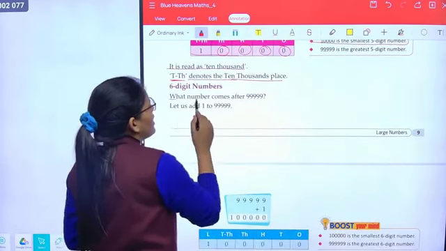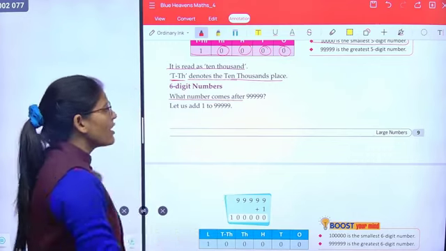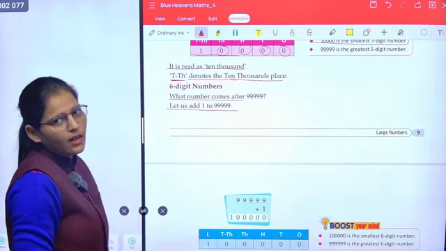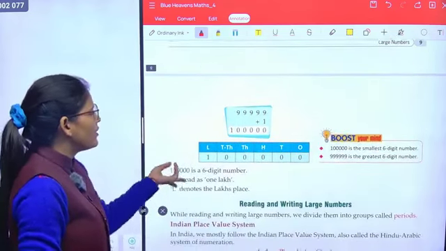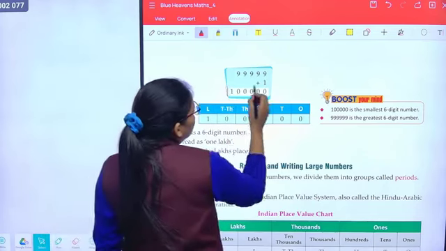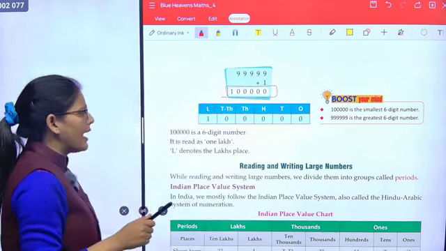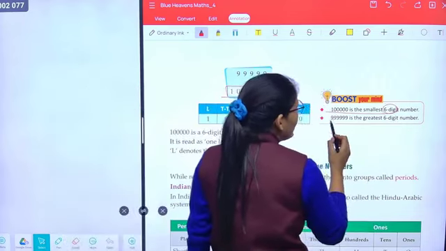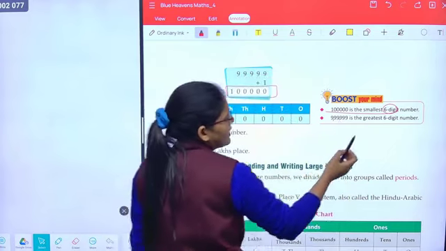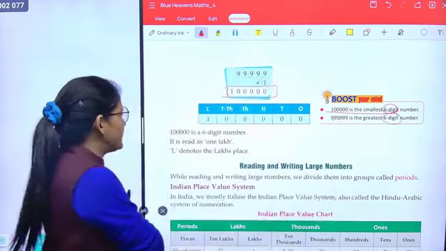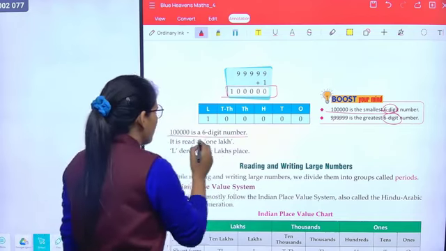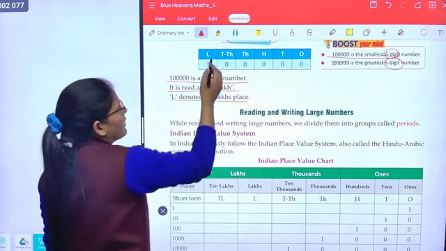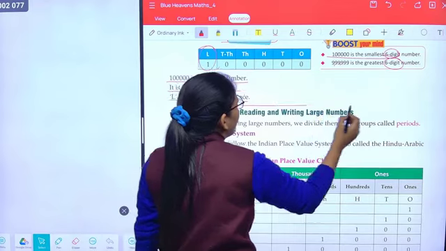6-digit numbers. What comes after 99,999? Let us add 1 to 99,999. So, thus it will become 1 lakh. Okay. Now 1 lakh is the smallest 6-digit number, and 9,99,999 is the largest 6-digit number. Understand? 1 lakh is a 6-digit number. It is read as one lakh. L denotes the lakhs place.